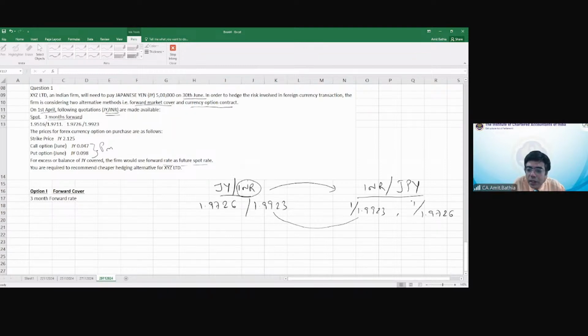Right? Now Japanese yen is now the base currency. So if I want to now buy Japanese yen, I will do it at this rate. Are you all with me? Okay. Got it? All right. So what is going to be my 3-month forward rate over here? I'm going to add more clarity over here. I want INR upon JPY. That too, I want ask rate. Am I right?